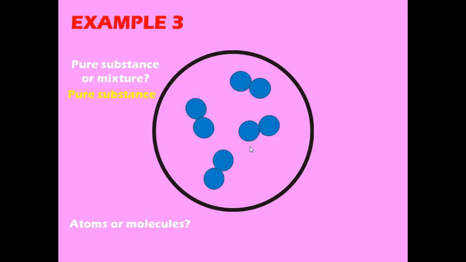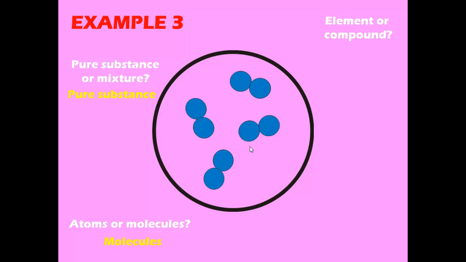As you look at the sample, look at the individual particles. Would you say that these things are individual atoms, or would you say that they're molecules? Because there's 2 atoms that are chemically bonded to each other, we would have to say that these are molecules that we're looking at. Is this an element or is it a compound?